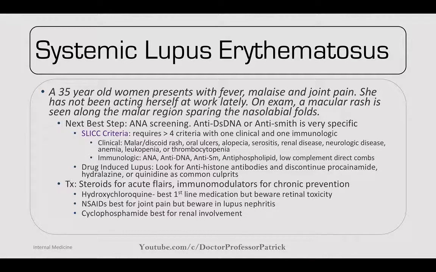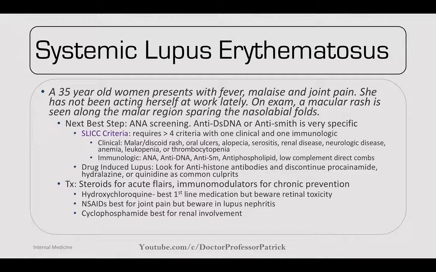And diagnosis now requires the SLICC criteria, so you need greater than or equal to 4 criteria met with at least one clinical and at least one immunologic criteria. Some of the clinical criteria are malar or discoid rashes, oral ulcers, alopecia, serositis, renal disease, neurologic disease, anemia, leukopenia, or thrombocytopenia. And then some of the immunological criteria are ANA, anti-double-stranded DNA, anti-Smith, anti-phospholipid, low complement, or direct Coombs.